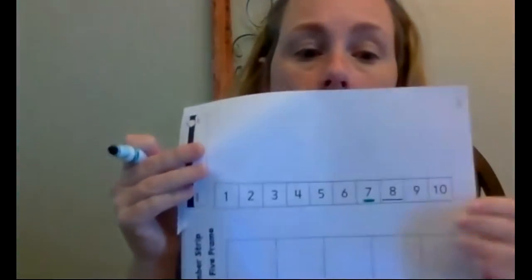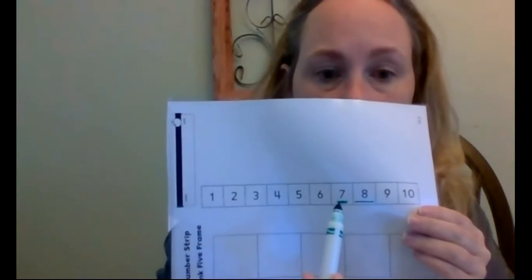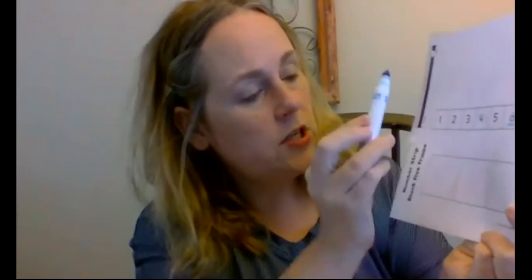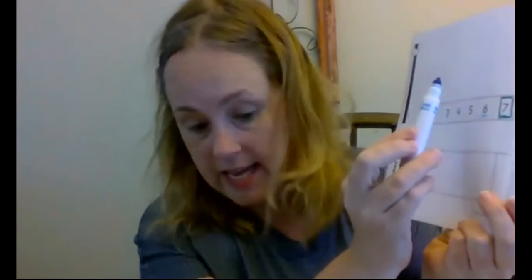Remember I said I was going to show you 1 more different way? Here's that number strip, that number line. And remember our number was 7. And to find 1 more, we look to the right. Well, to find 1 less, we look to the left. So, let me get a different color. Our number is 7. When we look to the left of 7, the number that is 1 less than 7 is 6. 1, 2, 3, 4, 5, 6.